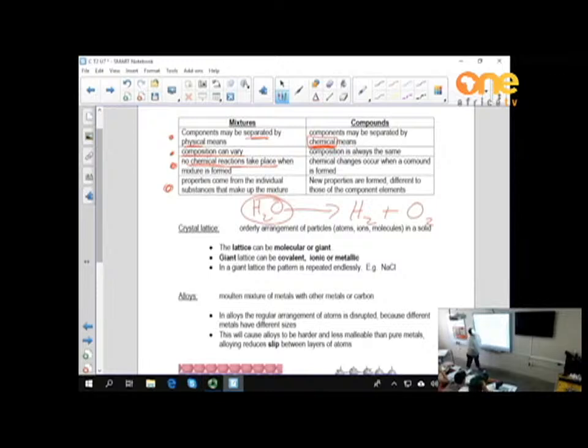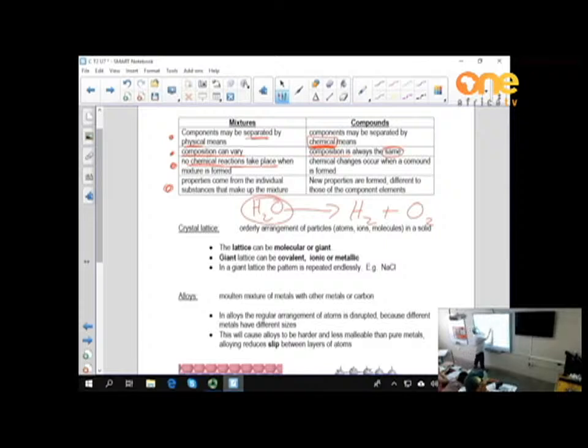The composition is always the same. Water will always be H2O. Vinegar will always be CH3COOH. Table salt will always be NaCl, sodium chloride. The moment we have different amounts, then we no longer have that substance, it's something else.